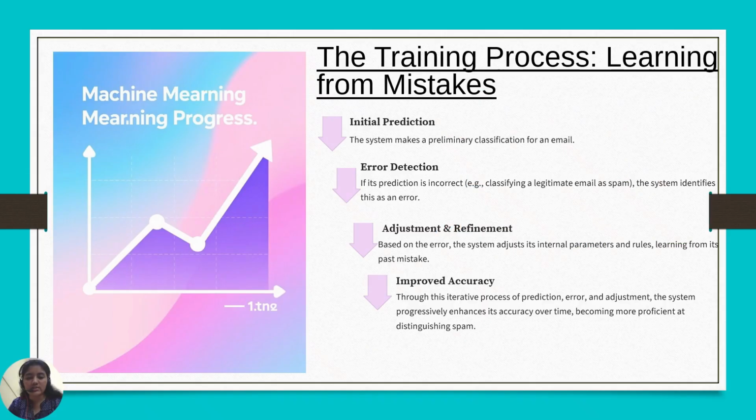How actually the system is trained. In the beginning, the system may not be perfect. It may sometimes classify a genuine email as spam or allow a spam email into the inbox. Whenever such a mistake occurs, the system identifies it as an error. It then adjusts its internal rules and parameters to reduce similar mistakes in future. This process is repeated again and again with many emails. With each correction, the system improves its accuracy. Over time, it becomes very efficient at distinguishing between spam and genuine emails.